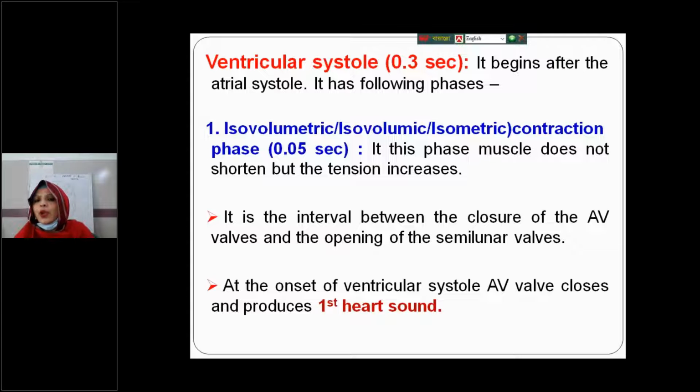So the first heart sound always occurs in the isometric contraction phase, that is during ventricular systole. This is a very, very important MCQ question and also a viva question. When the first heart sound occurs, it occurs during ventricular systole in the isometric contraction phase due to sudden closure of the atrioventricular valve. Always mention here: sudden closure of the AV valve produces the first sound during the isometric contraction phase, that is in ventricular systole. This is a very important question.